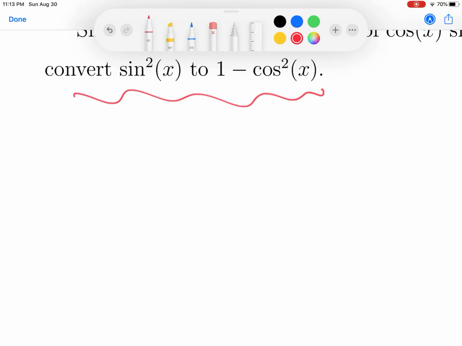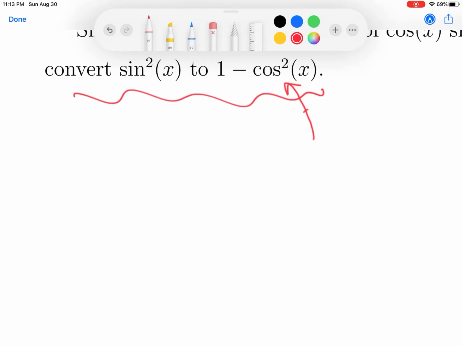Can't write though. So I'm going to do this right here. Check this out. Sine squared x is equal to 1 minus cosine squared x. Why is this important? This is important because I need a cosine x. So let's check out how I can do this.